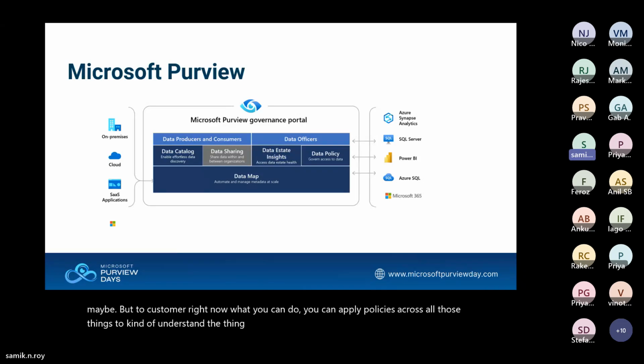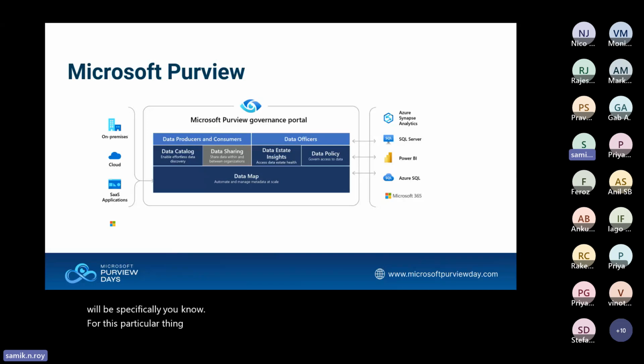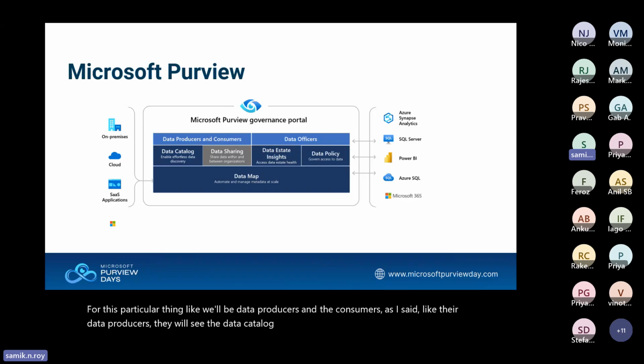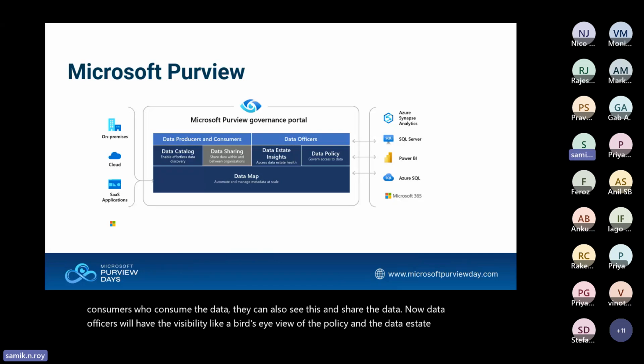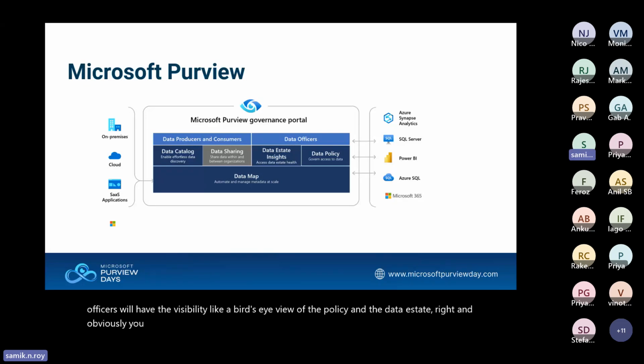On top of it, there are people specifically for this, data producers and consumers. As I said, data producers will see the data catalog and what kind of data they have, and the consumers who consume the data can also see this and share the data. Data officers will have a bird's eye view of the policy and the data estate. And obviously you have different products over there.